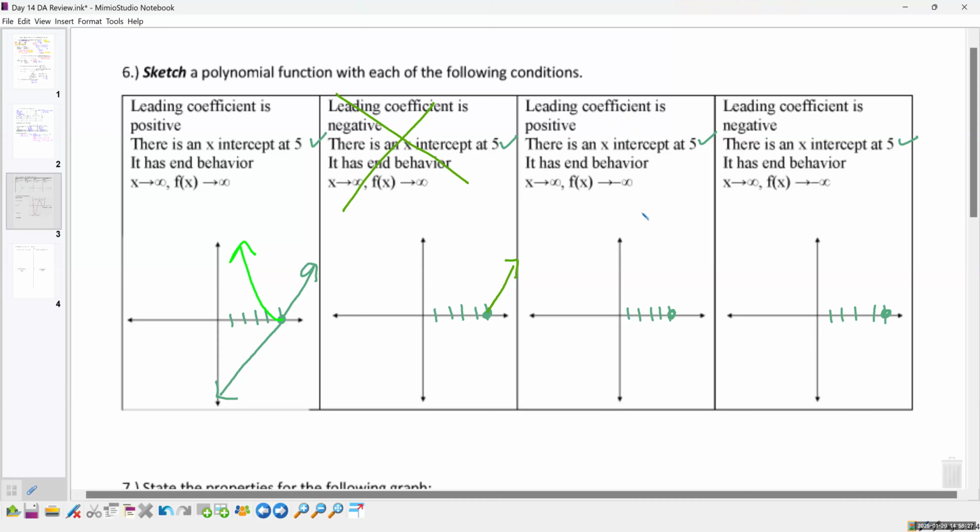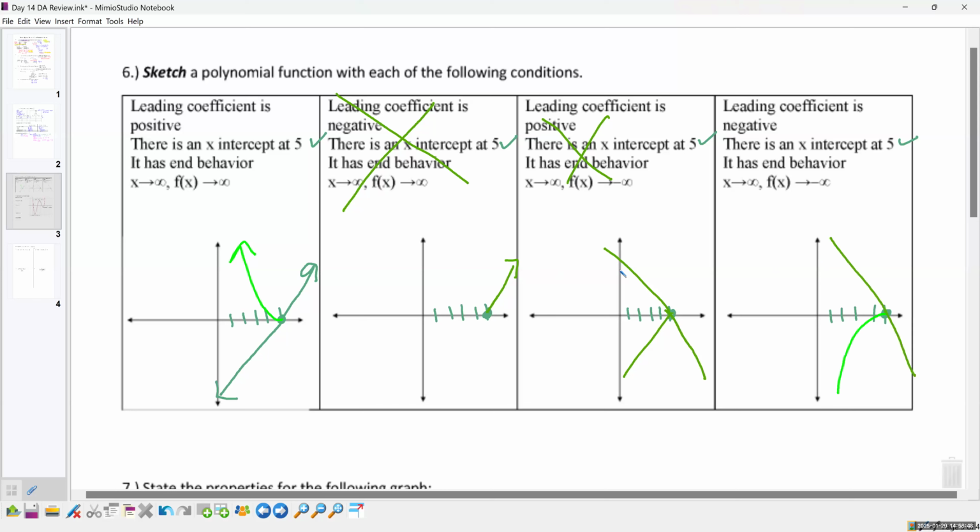Let's check this one. Positive leading coefficient, and it goes down. Yeah, this one's not going to work either, because if it's odd, it would look like this. If it's even, it would look like this. That's not going to work. I hope this one works. Let's see. Leading coefficient is negative. Yep, that'll work both ways. It can go down, or we can look like this.